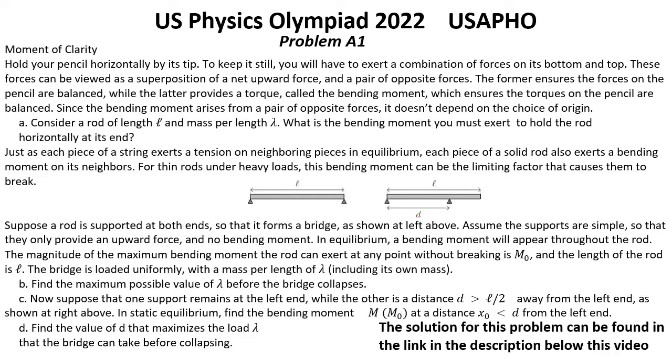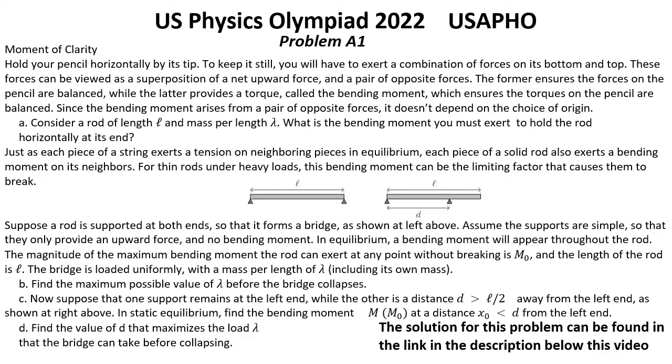The magnitude of the maximum bending moment the rod can exert at any point without breaking is m0, and the length of the rod is L. The bridge is loaded uniformly, with a mass per length of lambda, including its own mass.